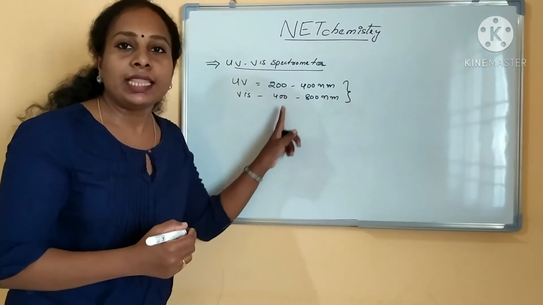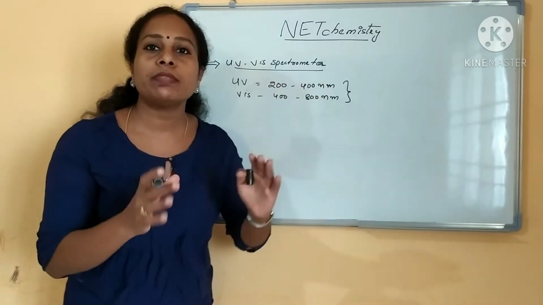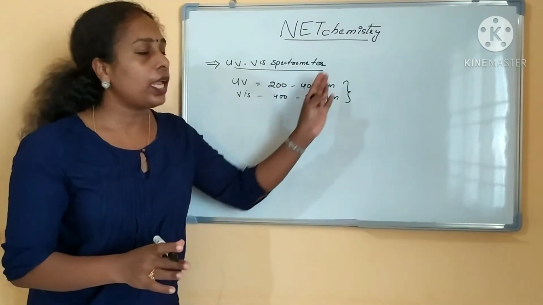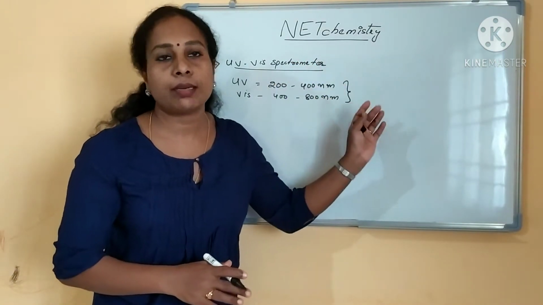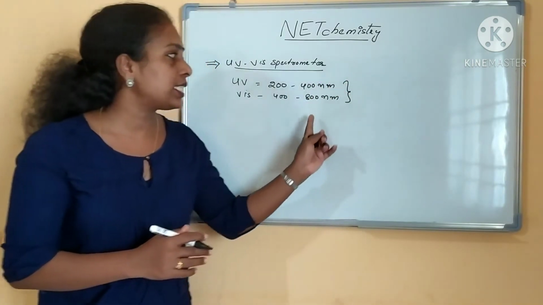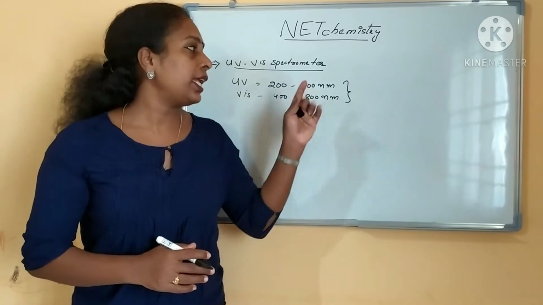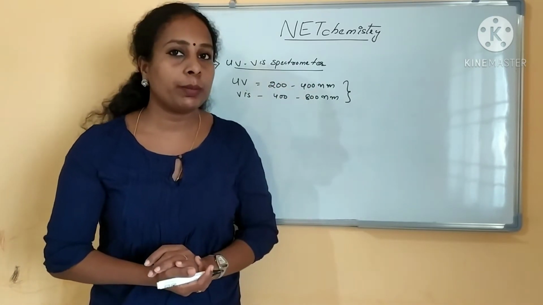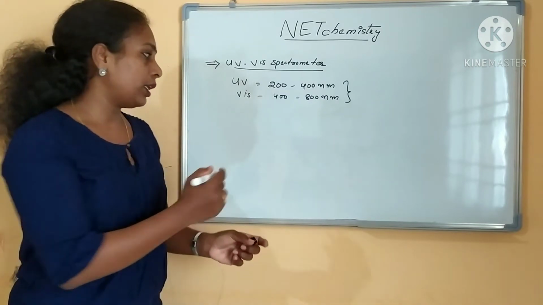So, whatever samples give a spectrum within this light range can be analyzed with this instrument. This is the application of this instrument. Whichever sample gives a spectrum in this nanometer range, we can analyze using a UV-visible spectrometer. Now, what is the principle of a UV-visible spectrometer?